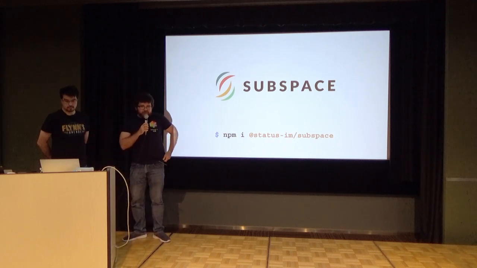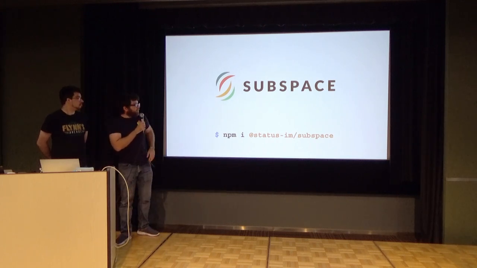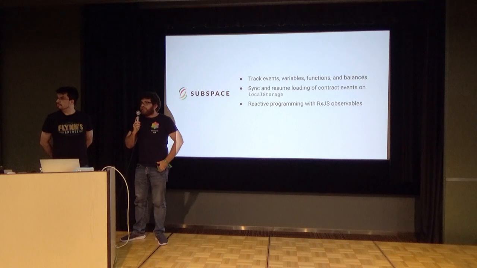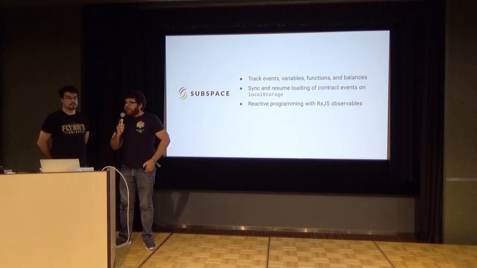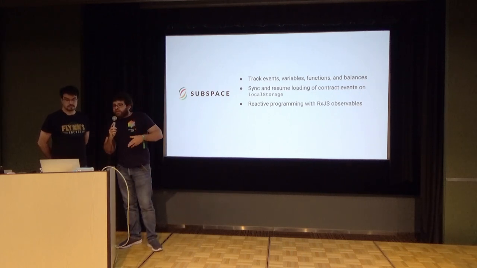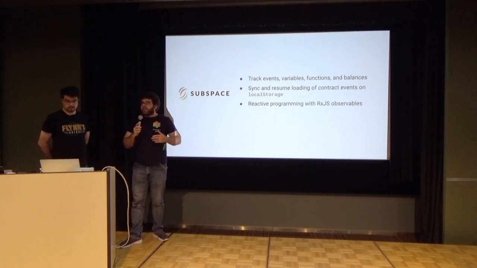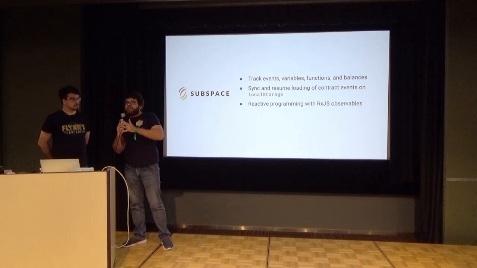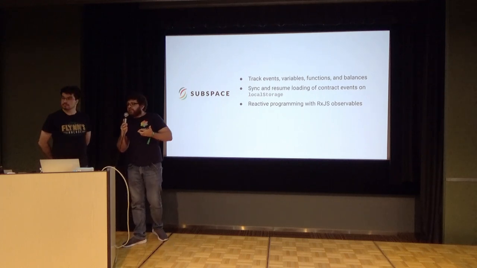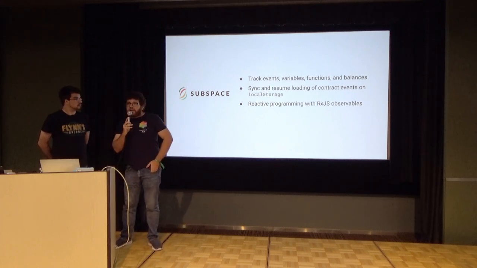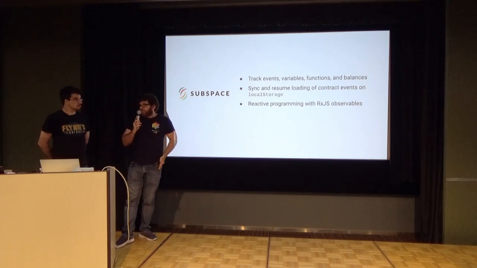So we came up with a simple solution, which is Subspace, an NPM package that is already available. This is a JavaScript library that lets DApp developers track events, variables, functions, and balances. It will synchronize all this data into a local database and also resume the loading of the contract events. That means that if the user refreshes the DApp, it will not start from scratch. It will start from the last event that it has synchronized. And it is also built around RxJS observables, meaning that you can have reactive programming.